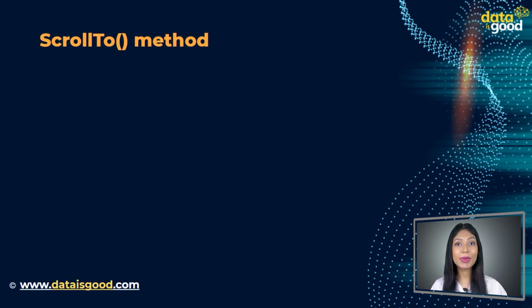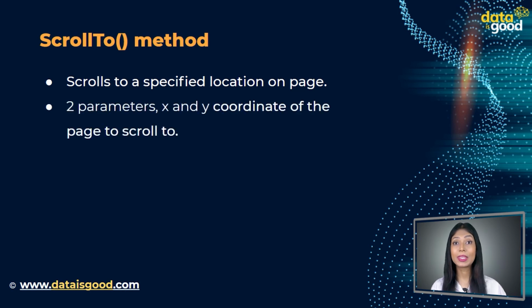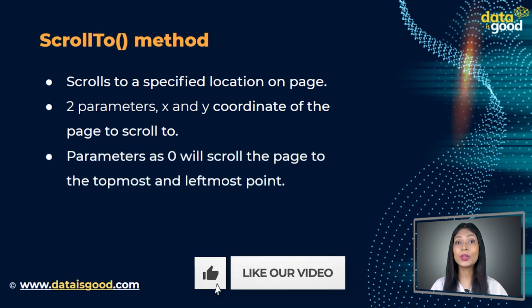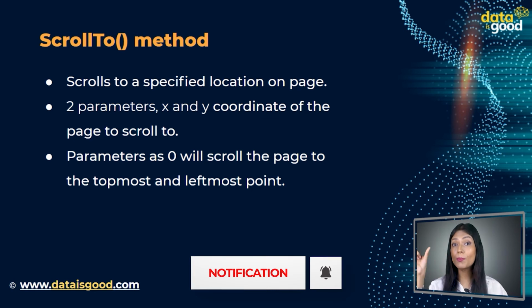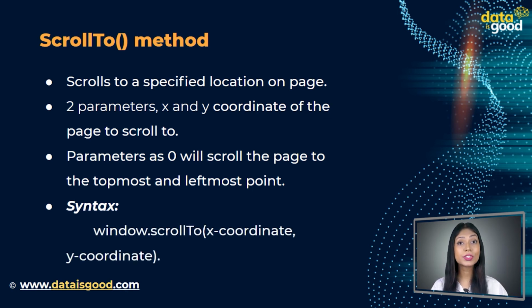The scrollTo method of the window interface can be used to scroll to a specified location on the page. It accepts two parameters, the x and y coordinates of the page to scroll to. Passing both the parameters as 0 will scroll the page to the topmost and leftmost point. The syntax of this method is window.scrollTo(x-coordinate, y-coordinate). Now both the parameters are number type.